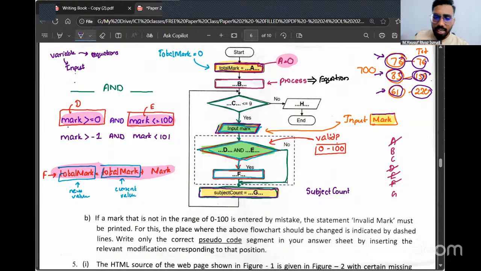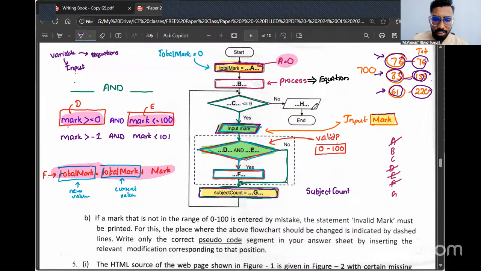Now, normally in repetition instructions, for example, you can see here, from here to here, these 4 instructions are repeating again and again. Normally, when there is a repetition structure, there has to be something which you can use to know how many times you have repeated.